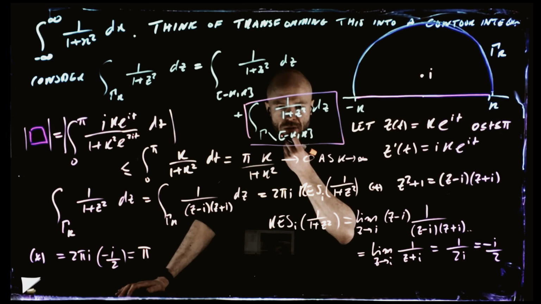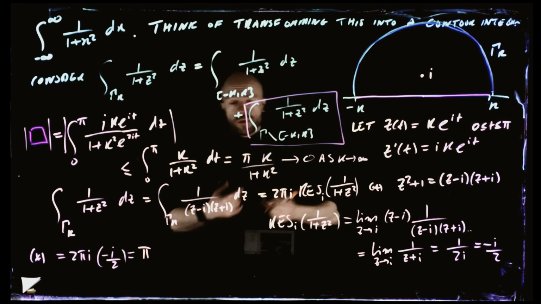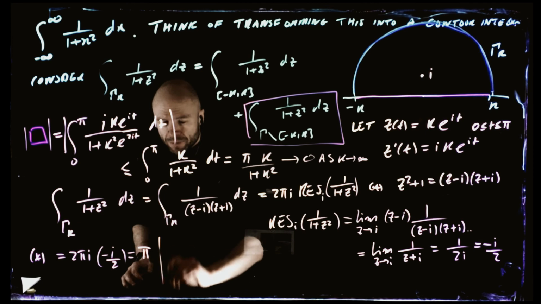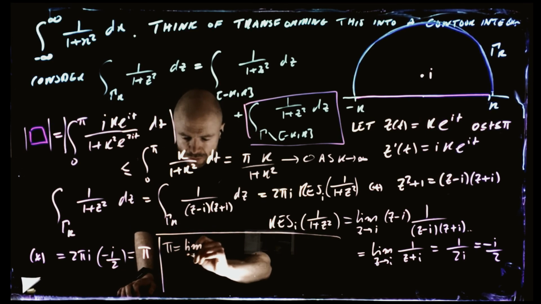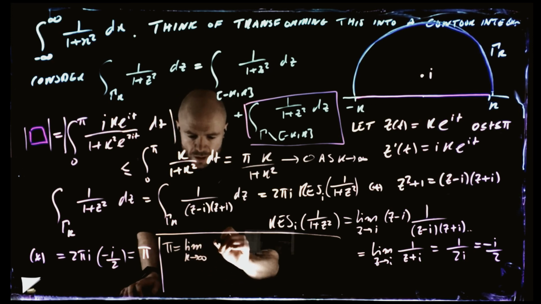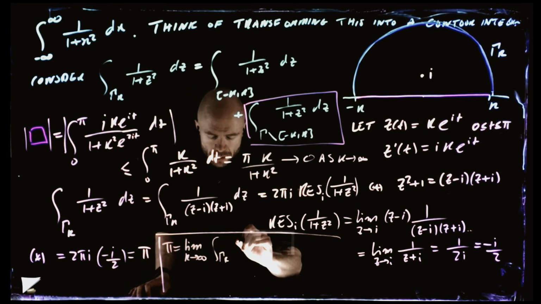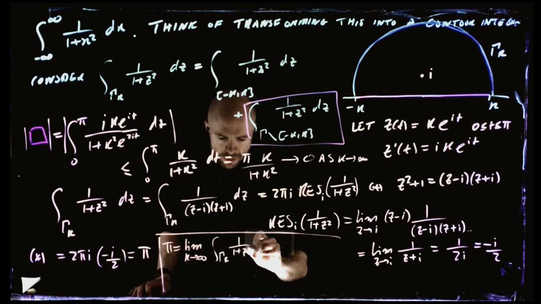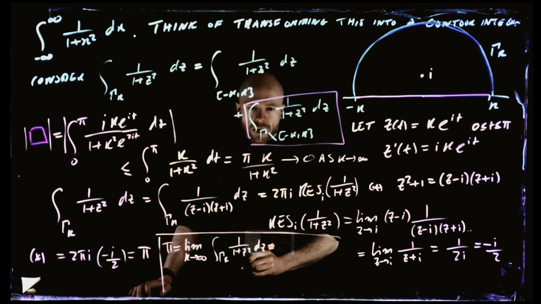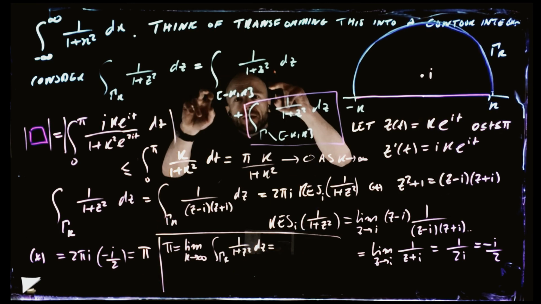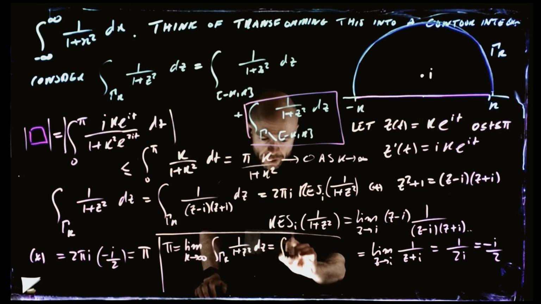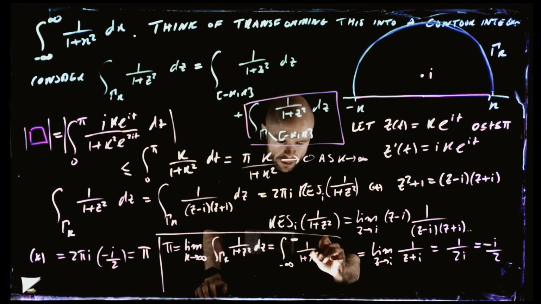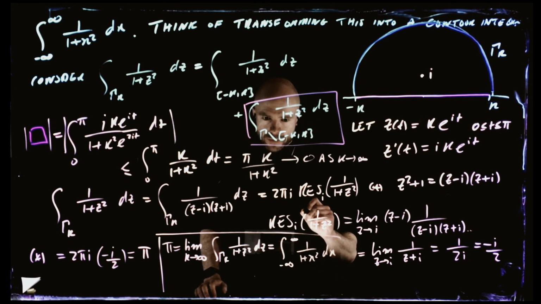Cool. So how do we conclude the proof? Well, this is true for every single r, so we can take the limit as r goes to infinity. So pi is equal to the limit as r goes to infinity of the integral around gamma of r of 1 over 1 plus z squared dz. And in the limit, when we break it up like this, this part survives and this part vanishes. So this just turns out to be the integral from minus infinity to infinity of 1 over 1 plus x squared dx, which gives us the answer.